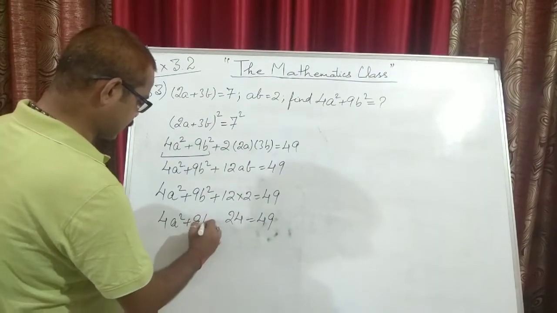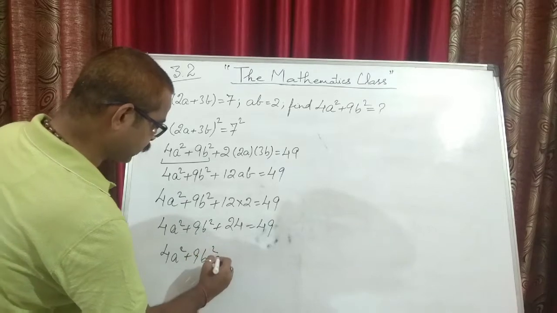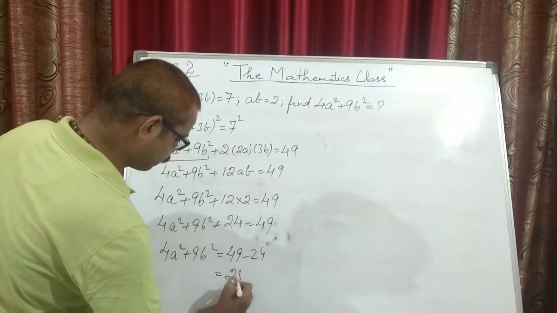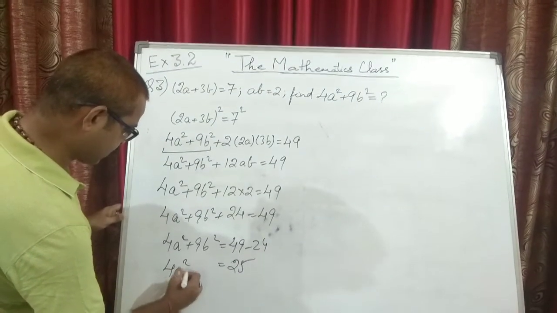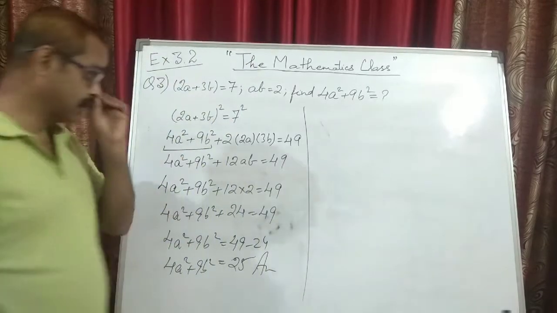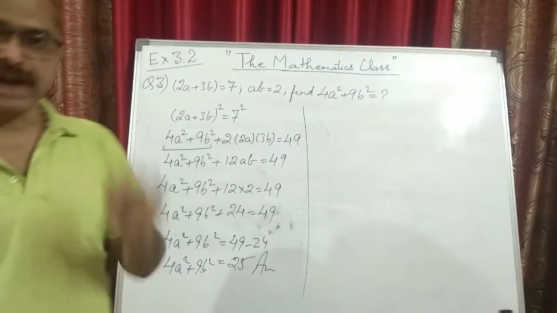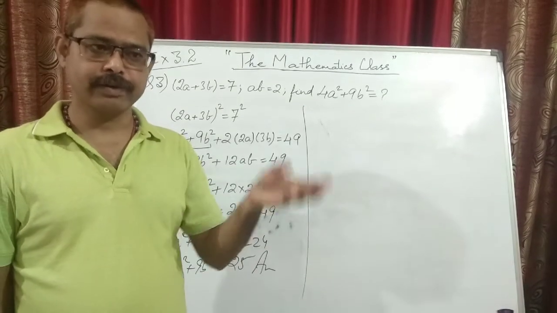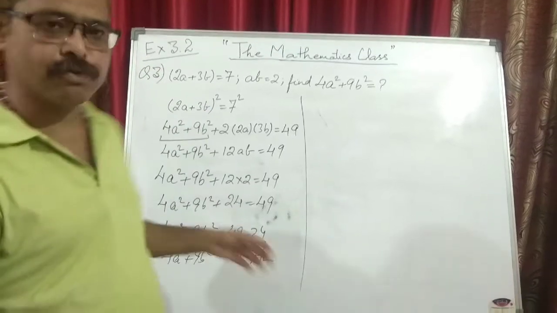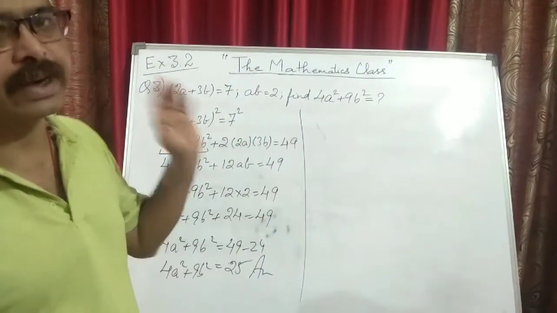4a square plus 9b square, and 4a square plus 9b square is 49 minus 24, that is 25. So 4a square plus 9b square is 25. That is the final value. I hope this is understood, this very small question just based on the identity. So now I think that you would have memorized the identities. Now in this exercise we have all the different types of possible applications of all the different identities.